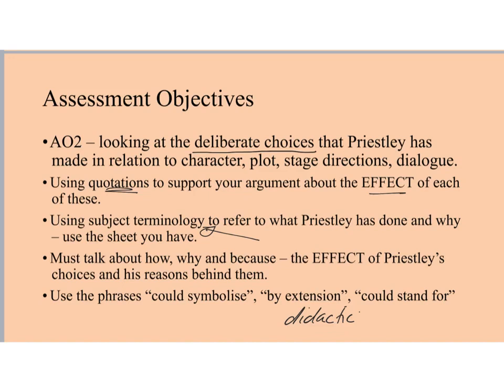In order to do that, you can use phrases like could symbolise, by extension, and could stand for. The characters aren't just themselves, they aren't just people who did that. They are representing different types of people, different issues with society. So when we say Mr. Birling's opinions are unreliable, and by extension, Priestley may be trying to convey that people should distrust capitalism, or at least question some of the principles of capitalism, that's giving you an added layer of sophistication to it. Your first keyword, by the way, is port.